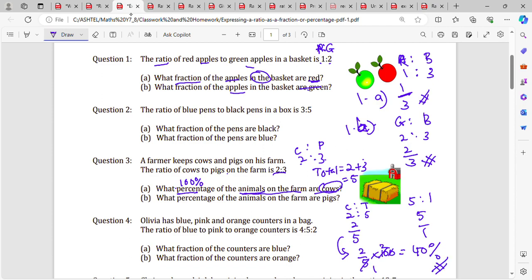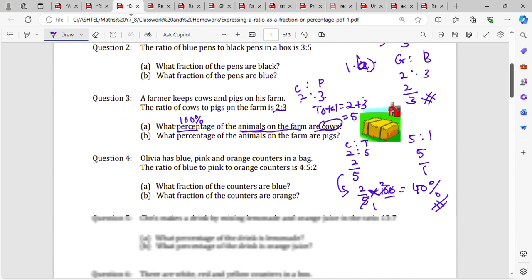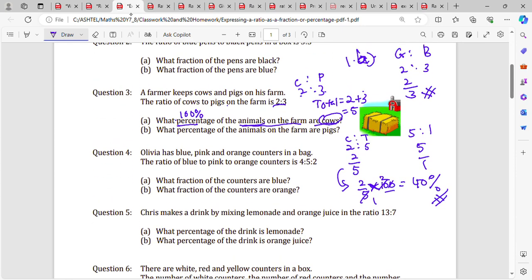Always multiply with 100. Once you want to find what percentage, always multiply the fraction or the number with 100%. Most of the time you need to multiply the fraction with 100. Only then you can find the percentage. Find the fraction and then multiply it with 100. Okay, so now we go to B.